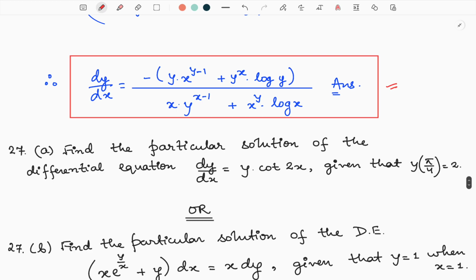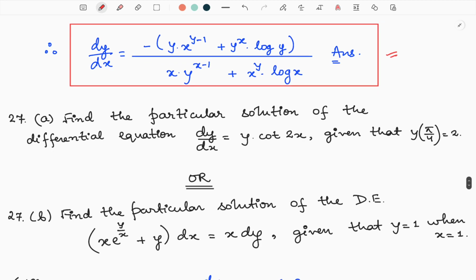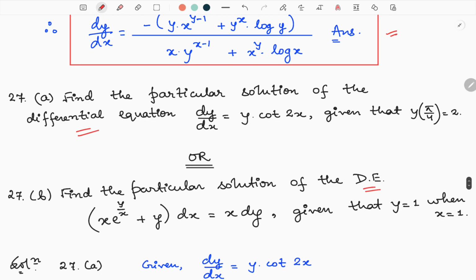Now let's go to the second question of section C. The second question consists of two options. Either you have to attempt part A or part B. Both the questions are again from the chapter of differential equations. You can see in the question itself the solution of a differential equation, and in the second also a differential equation is there. What we have to do is calculate the particular solution of the given differential equation.